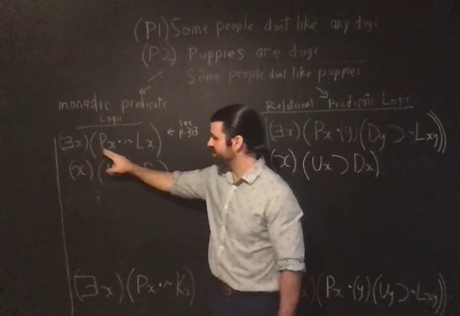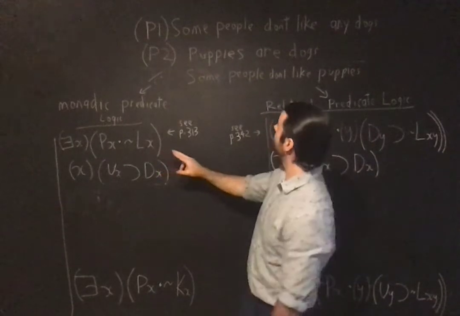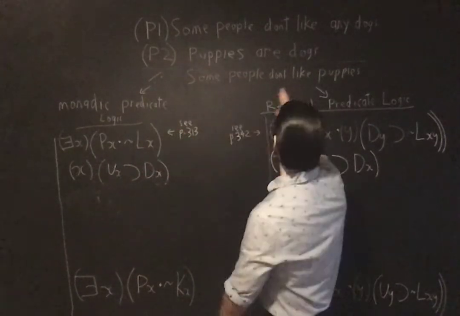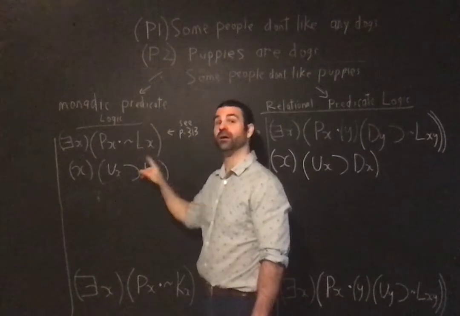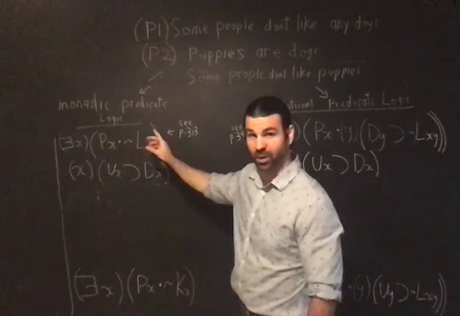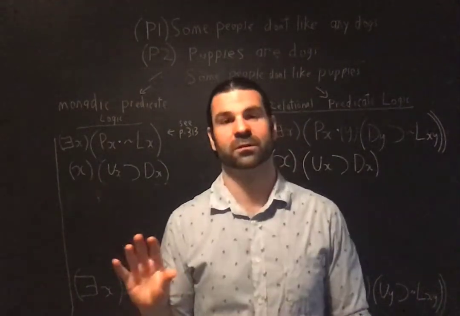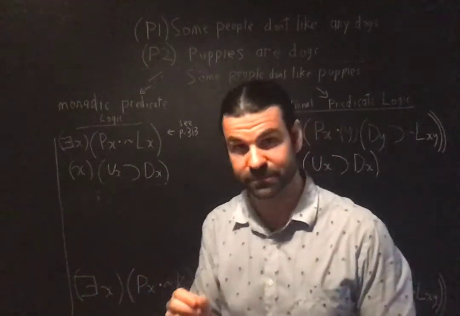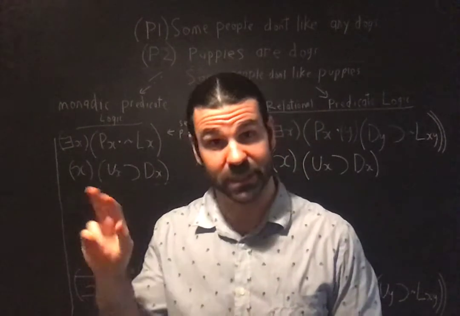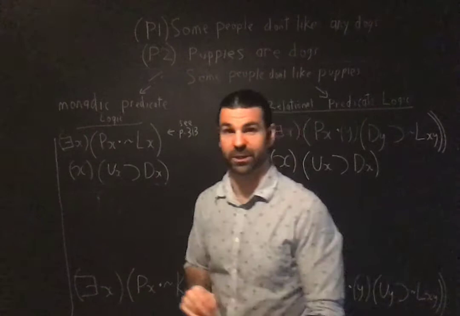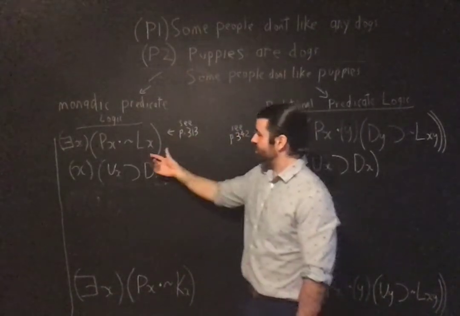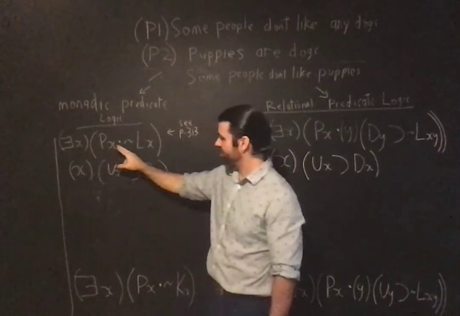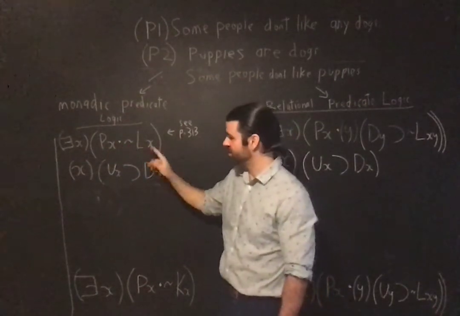Some people don't like any dogs would be translated as so. There exists an x such that x is a person, Px, and Lx has to be x likes dogs. That's where the problem is: not having a sophisticated enough and accurate enough analysis of the liking predicate. We're going to see that it is actually ontologically a two-place predicate. I'll explain that in a moment, in the next video. So Lx has to be x likes dogs. So the first premise is there exists an x such that x is a person, and it's not the case that x likes dogs. Some people don't like dogs.